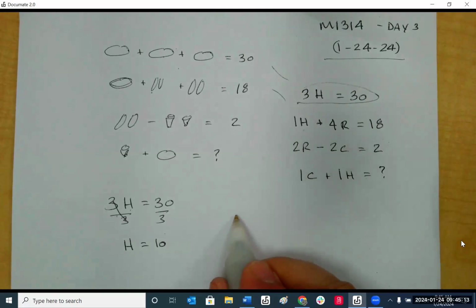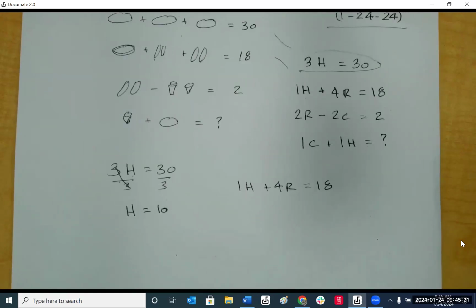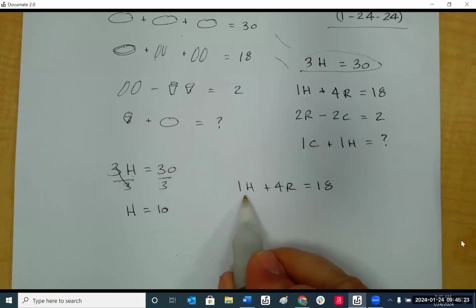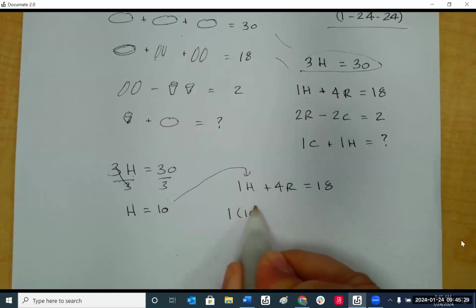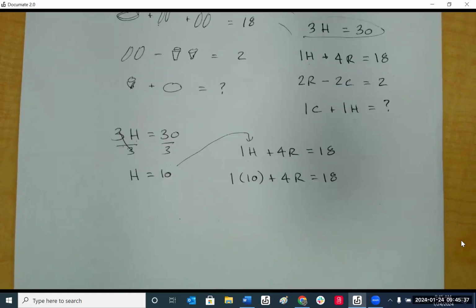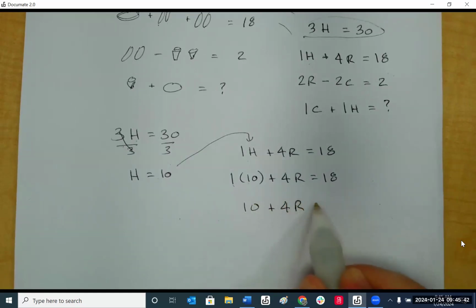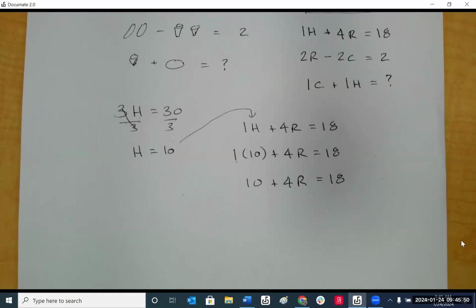So we have this one. We have 1H plus 4R equals 18. And H is 10. So it's 1 times 10. 1 times 10 is 10. So 10 plus 4R was 18. How do we solve this one? What do we do first?